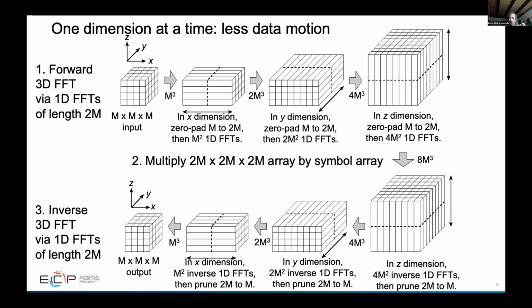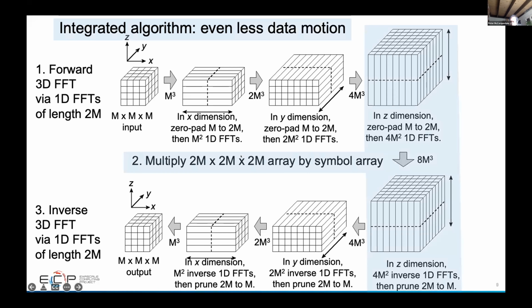Now, we can reduce the data motion as well as the number of arithmetic operations by not padding all three dimensions at once. So start by padding just the x dimension and do the 1D FFTs in the x dimension, pad in the y dimension, do the 1D FFTs in the y dimension, and then the same thing in the z dimension. Then multiply by the symbol array, and then do the inverse 3D FFT, sorry, one dimension at a time, reversing the process you did in the forward direction, so in this case you prune one dimension at a time, and you end up with the output the same size as the input.